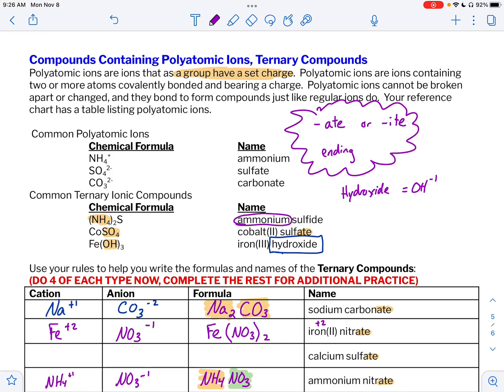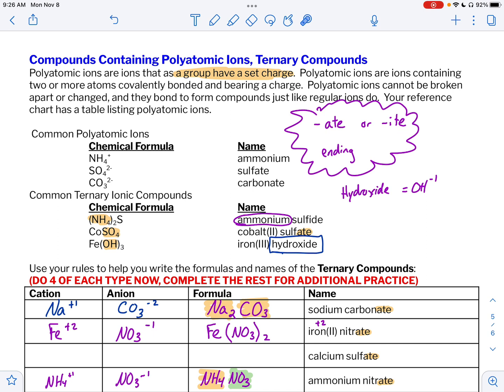Hello class, in this video I want to walk you through how to name polyatomic compounds, those that have more than two elements when they combine together to make a compound. Poly means many, so we have more than two, and we're going to work with groups that have a set charge. Those polyatomic ion groups are found on the backside of your periodic table, so you can always use those, and they often have an ate or ite ending.